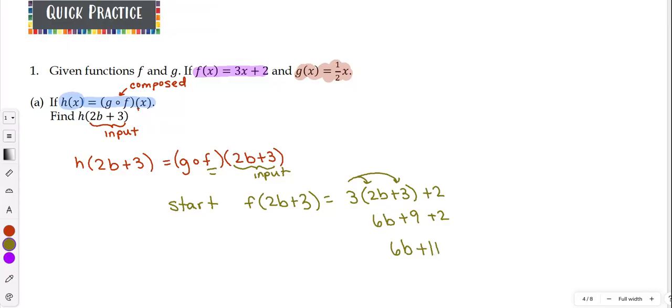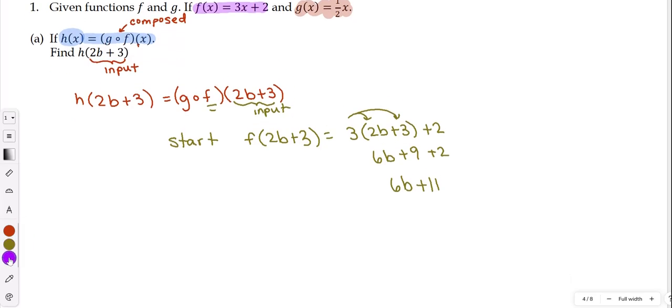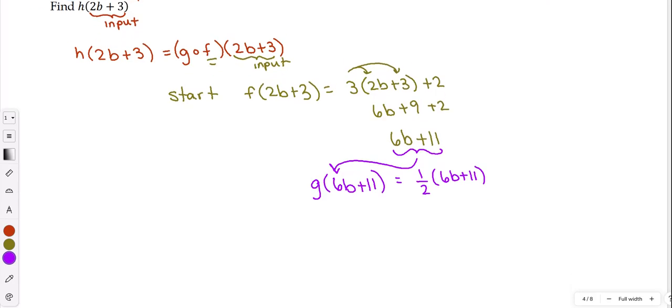We input into the function that's closest to the input. We get an output. Now this output becomes the new input for the next function, the g function. So we're taking this 6b plus 11 and inputting it now into the g function. G function, 1/2 times the input, 6b plus 11. I'm going to distribute the 1/2.